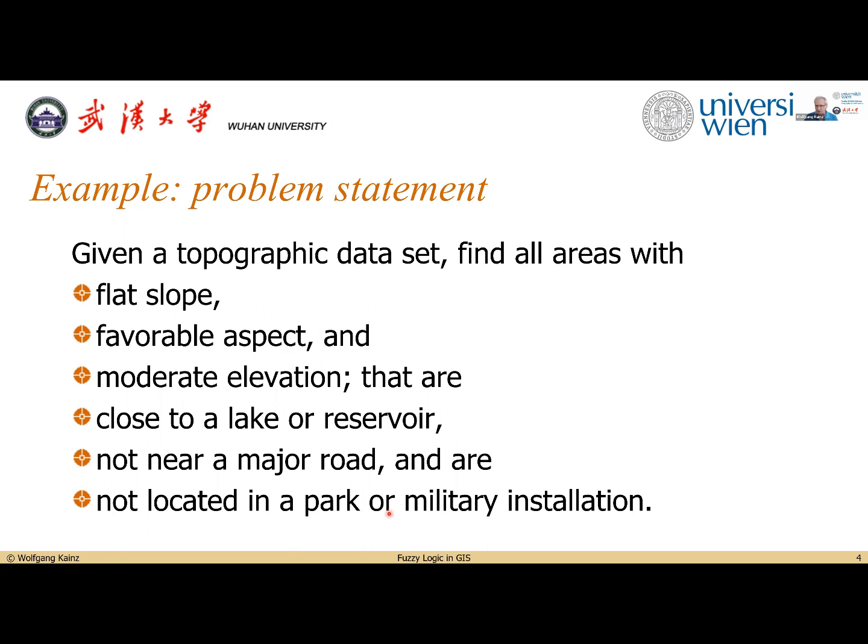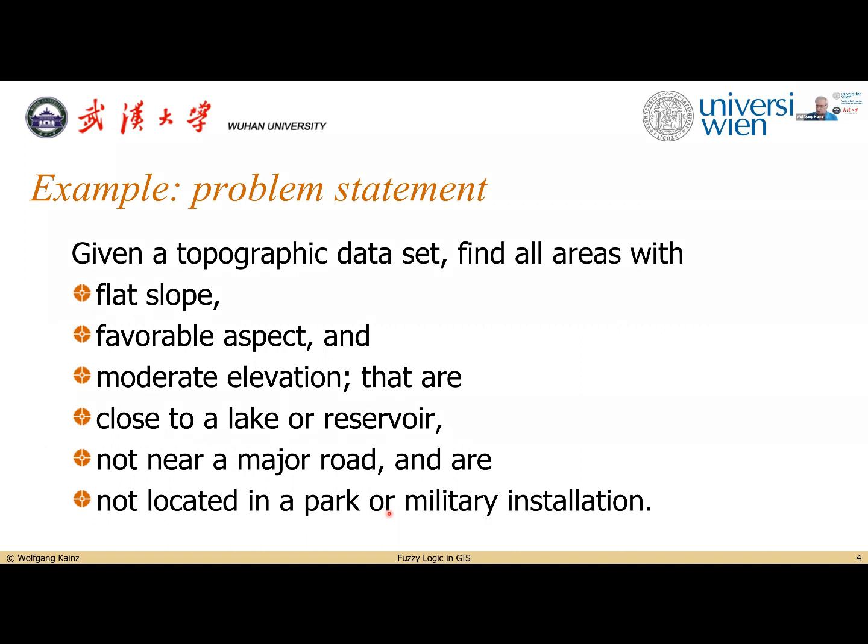So what we see here is we have concepts that we use in our everyday language, in our everyday thinking and life. For example, flat slope. We do not say slope less than 10 degrees or something like that. We say flat slope. We say moderate elevation. So how can we express that? If we do not use fuzzy logic, the only way of doing that is to define classes with clear boundaries.